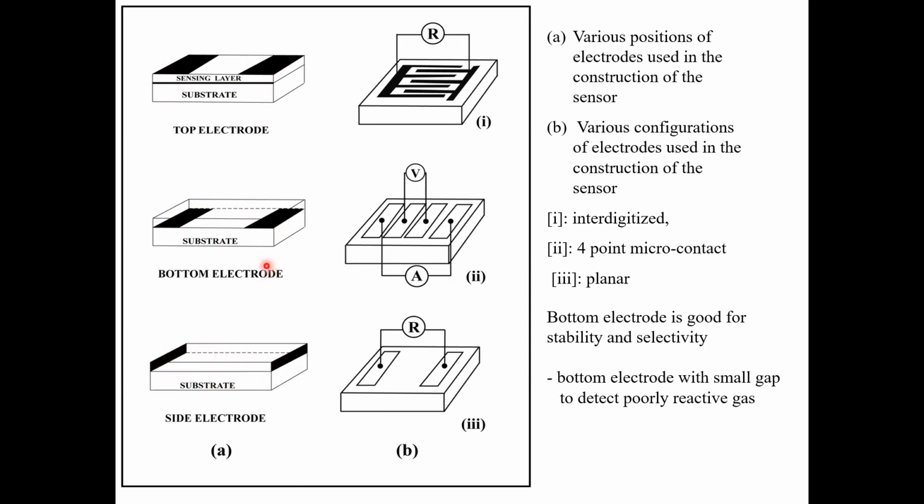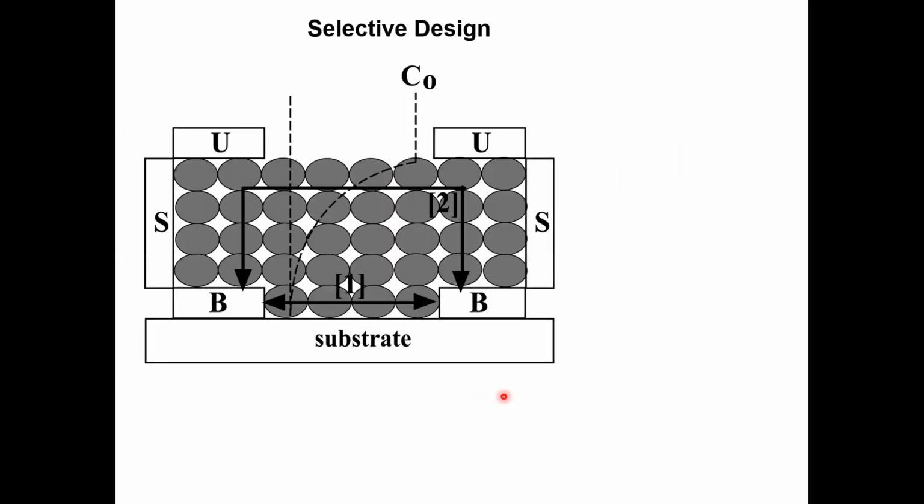And also the electrode can be in different configurations, the so-called interdigitated electrode printed on your substrate, or you can use a 4-probe type measurement where 2 of the probes will measure current and the other 2 will measure voltage. Or you can do a 2-probe measurement on the top electrode or bottom electrode. There are all kinds of configurations that people use. Particularly, the bottom electrode has some advantage in designing a selective sensor.